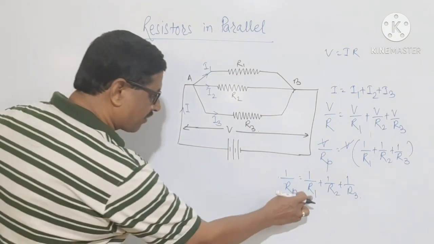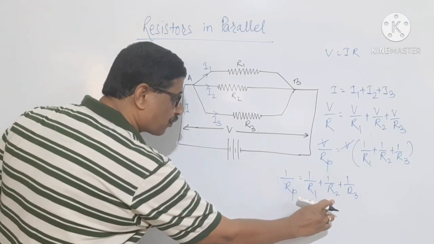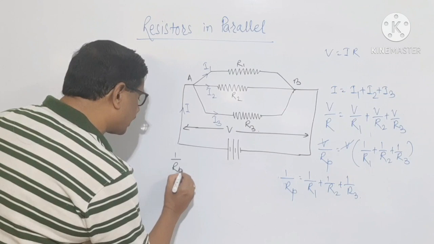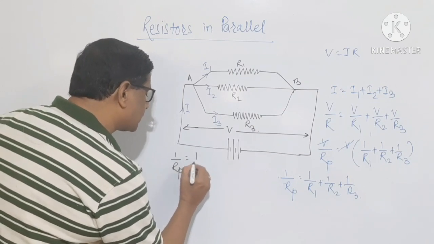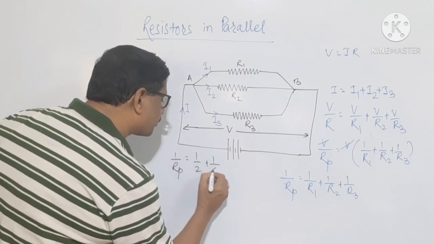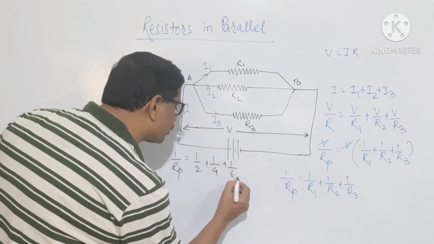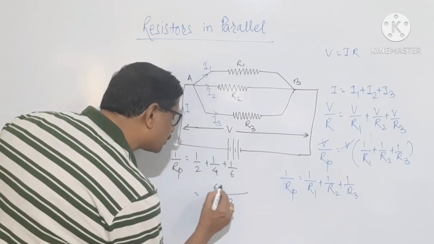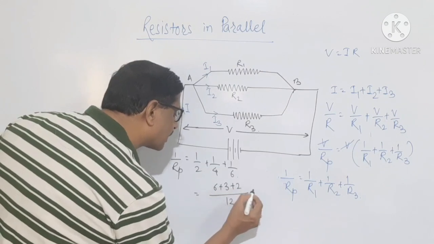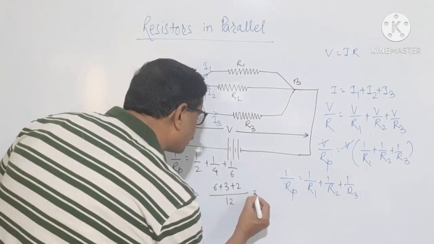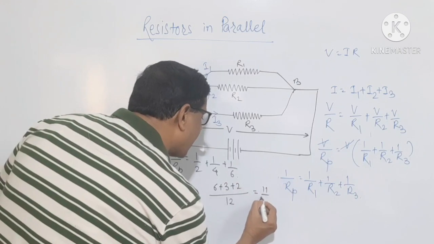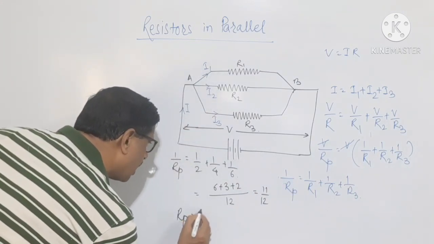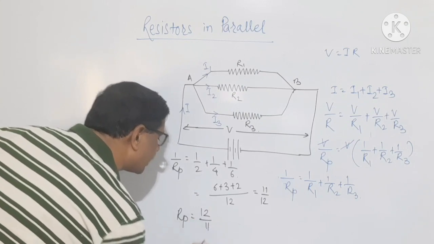Let us consider R1 is 2 ohm, R2 is 4 ohm and R3 is 6 ohm. In that case, for the equivalent resistance, 1 upon RP is equal to 1 upon 2 plus 1 upon 4 plus 1 upon 6. The LCM is 12, so that is 6 plus 3 plus 2. Therefore, it comes out to be equal to 11 by 12. Therefore, RP is equal to 12 upon 11.